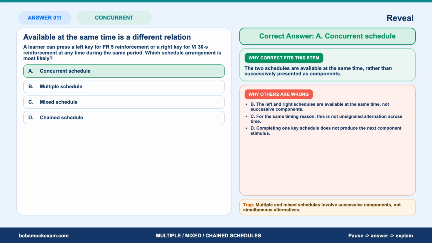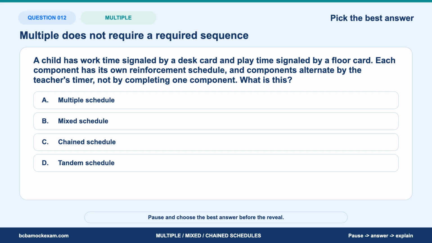The correct label comes from the controlling relation, not from a keyword. Trap check. Multiple and mixed schedules involve successive components, not simultaneous alternatives. Question 12. Do not answer from the number of schedules alone.